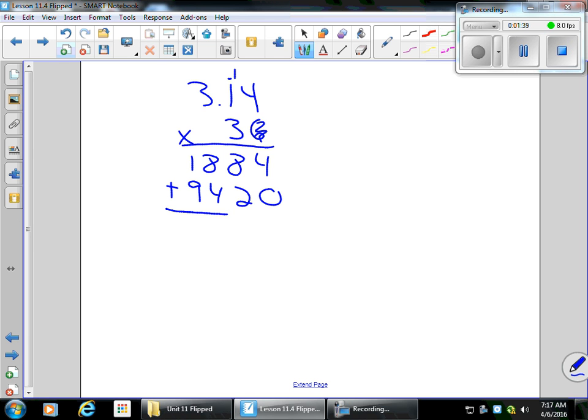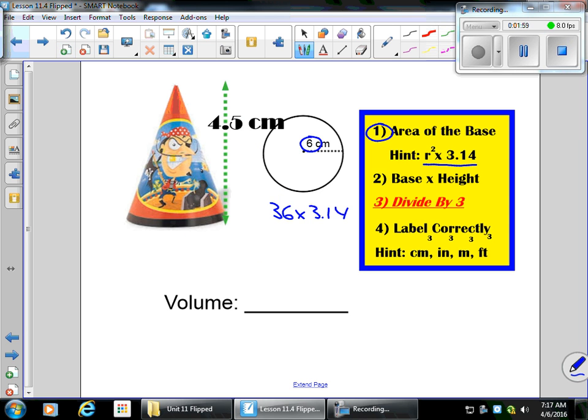I'm going to add these up. 4, I have a 10 here. 8 plus 1 is 9, plus 4 is 13. 9 plus 1 is 11. Two numbers are after the decimal, so I'm going to move this over. 113.04. Let's see what the next step is, kids. That's the area of the base.